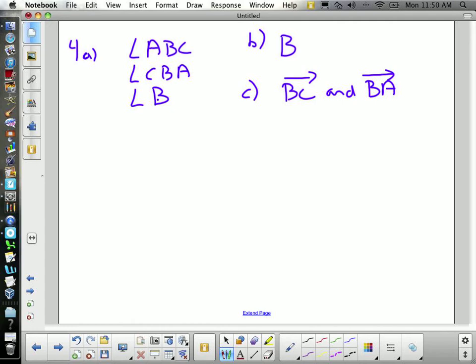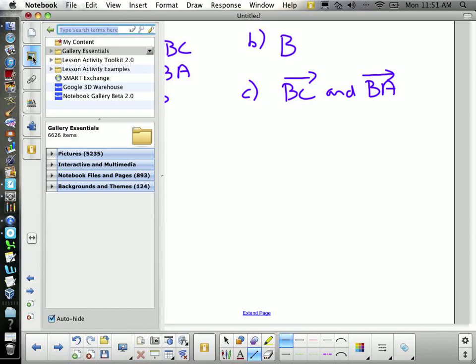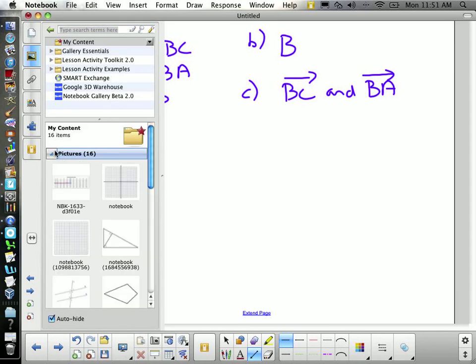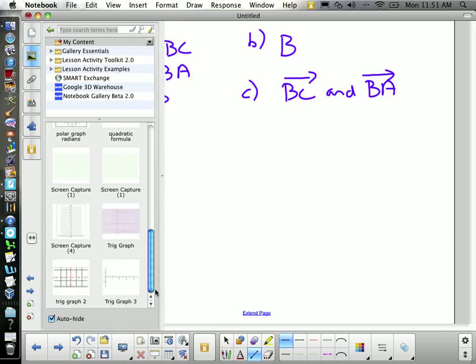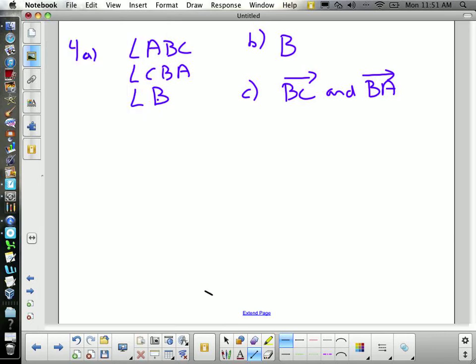Number 7: graph the inequality on a number line, and then tell whether it represents a point, line, or ray. It starts with x is greater than -5. I had a number line here, but I probably didn't save it. So we'll just create our own number line.